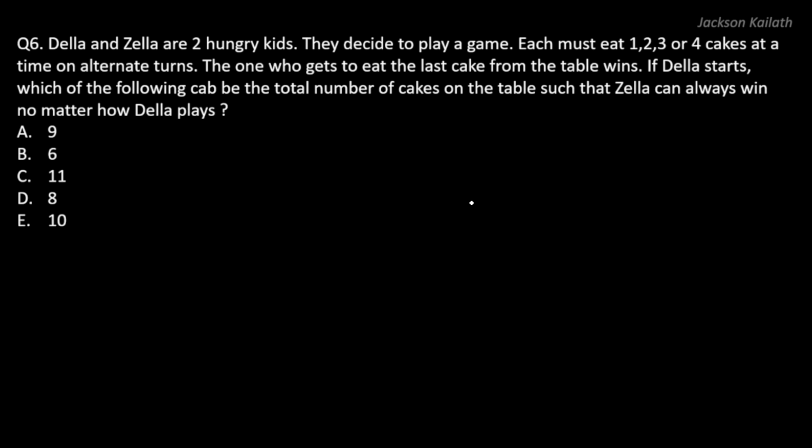Della and Zella are two hungry kids. They decide to play a game. Each must eat 1, 2, 3 or 4 cakes at a time on alternate turns. The one who gets to eat the last cake from the table wins. If Della starts, which of the following can be the total number of cakes on the table such that Zella can always win no matter how Della plays?